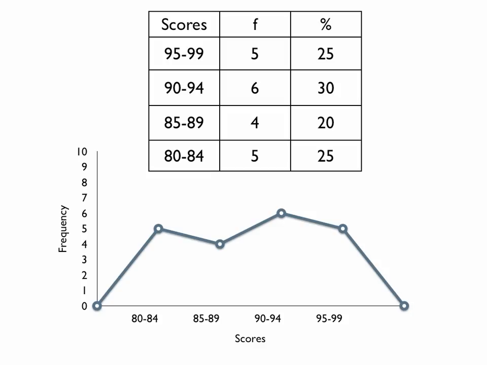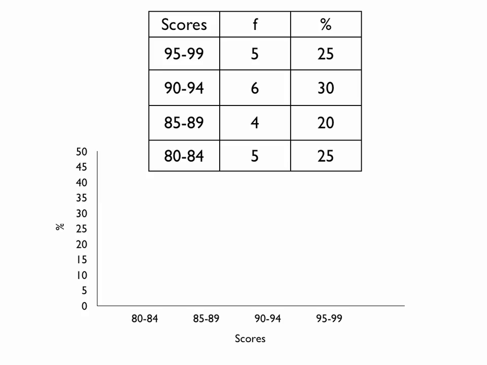Now let's do the same thing for the relative frequency curve. Now we've instead, same data, we've plotted relative frequency, the percent, on the y-axis, but everything's the same. We still anchor our curve. And then we plot the relative frequency. So we go to 25% for 80 to 84, 20 for 85 to 89, 30 for 90 to 94, and 25 for 95 to 99. And then we go ahead and anchor it back on the x-axis. So that's the basics of those frequency curves.